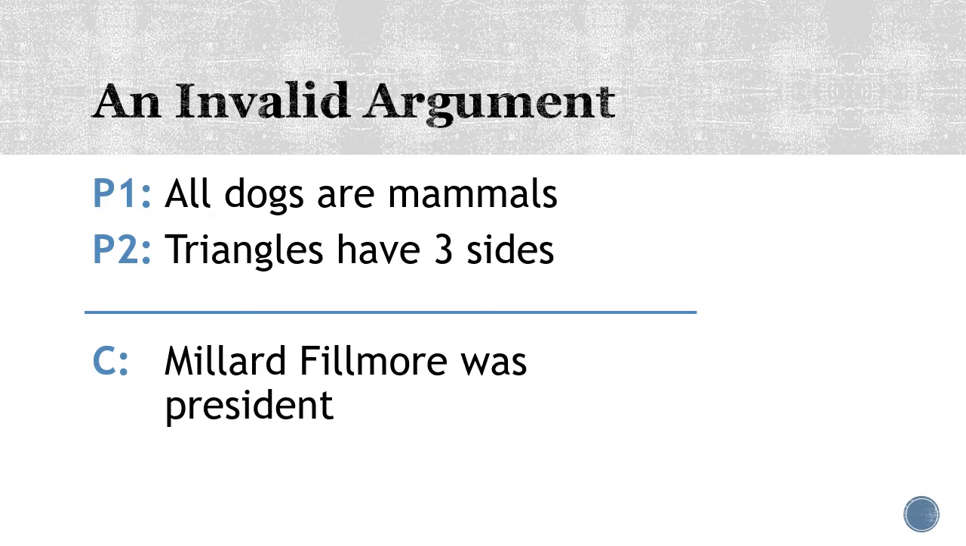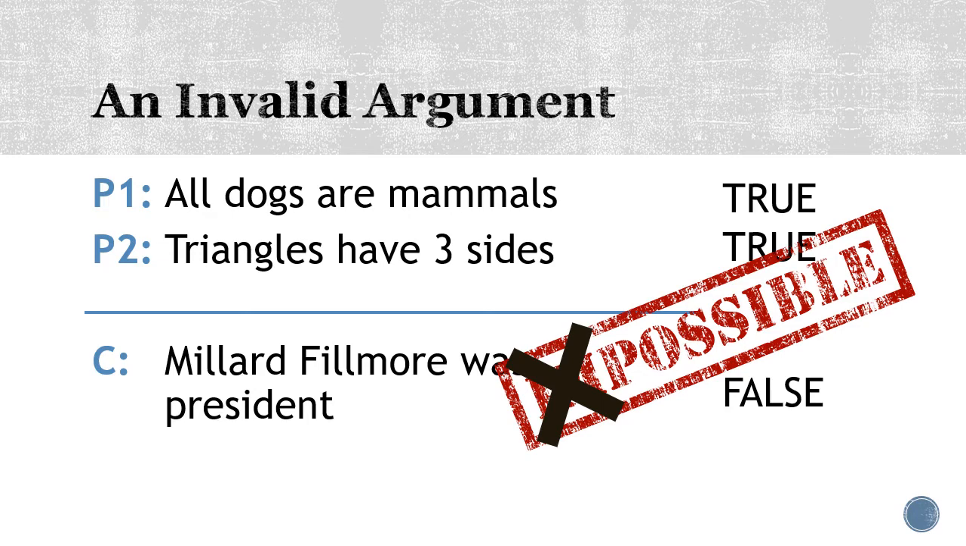Notice that premise 1 and premise 2, if they were true, wouldn't necessarily make the conclusion true. Right? They don't have the right kind of relationship with the conclusion for that to be the case. And so we see of this argument, again, imagine that it were true that all dogs were mammals, and imagine it were true that triangles have three sides. Given those two things, does it have to be true that Millard Fillmore was president? Well, no. Neither of those two things makes it have to be the case that Millard Fillmore was president. I mean, he happened to have been the president, but that's not why, right? And so it's totally possible that in a world where all dogs are mammals and triangles have three sides, Millard Fillmore doesn't have to be the president, right?